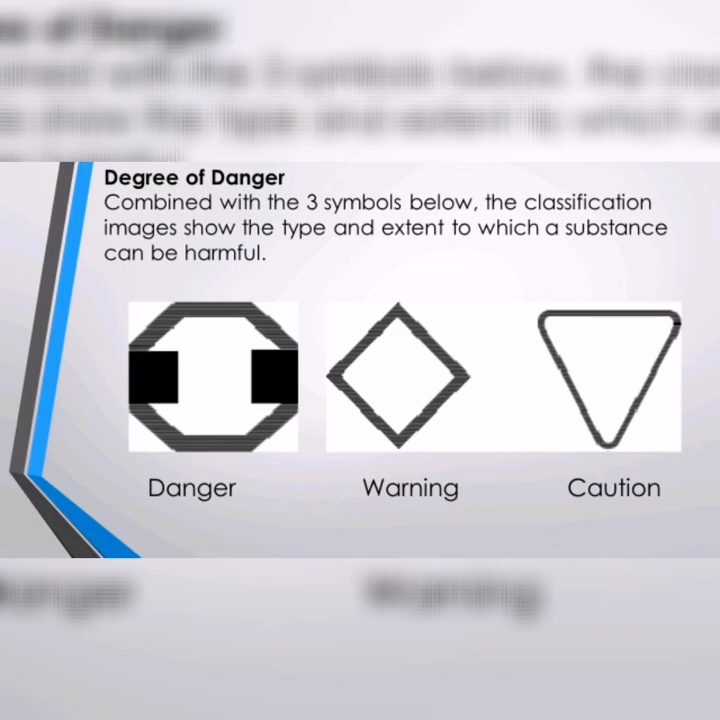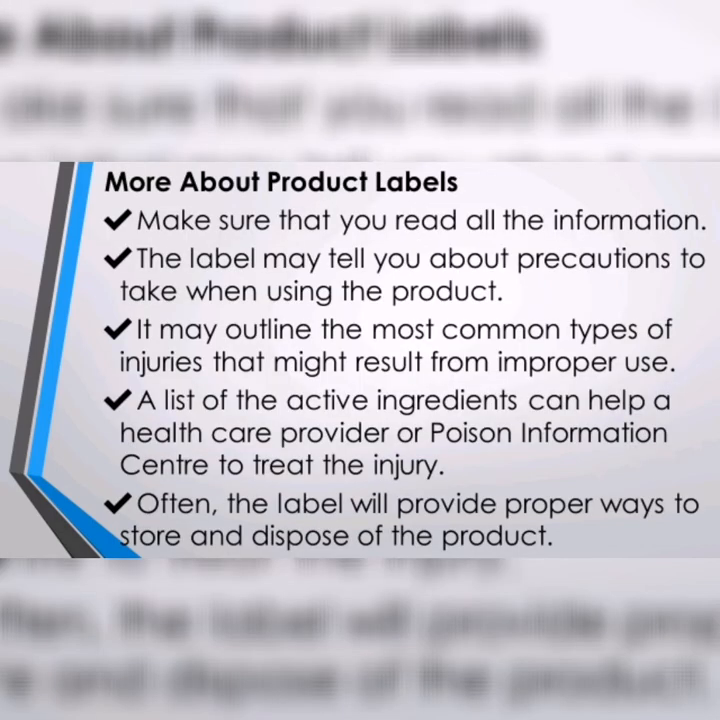The degree of danger, combined with the three symbols below the classification images, shows the type and extent to which a substance can be harmful: danger, warning, and caution. More about product labels. Make sure that you read all the information. The label may tell you about precautions to take when using the product. It may outline the most common types of injuries that might result from improper use. A list of the active ingredients can help a healthcare provider or poison information center to treat the injury. Often, the label will provide proper ways to store and dispose of the product.